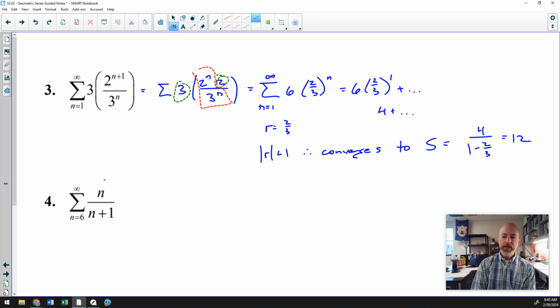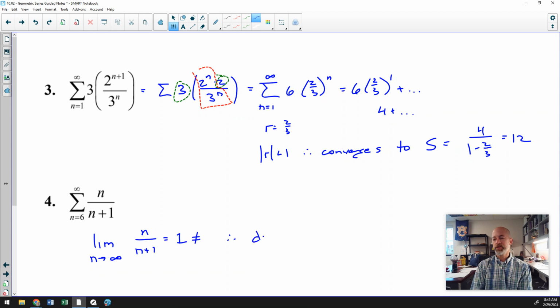Next example, n over n plus 1. That's not even geometric. But I wanted to sneak this in here just to remind you of the very first convergence or divergence test that my students learned, and that is the nth term test. Always, always, always remember that in order for a series to even consider converging, the terms must approach 0 as n goes to infinity, and these terms approach 1. That is not 0. Therefore, this series diverges.